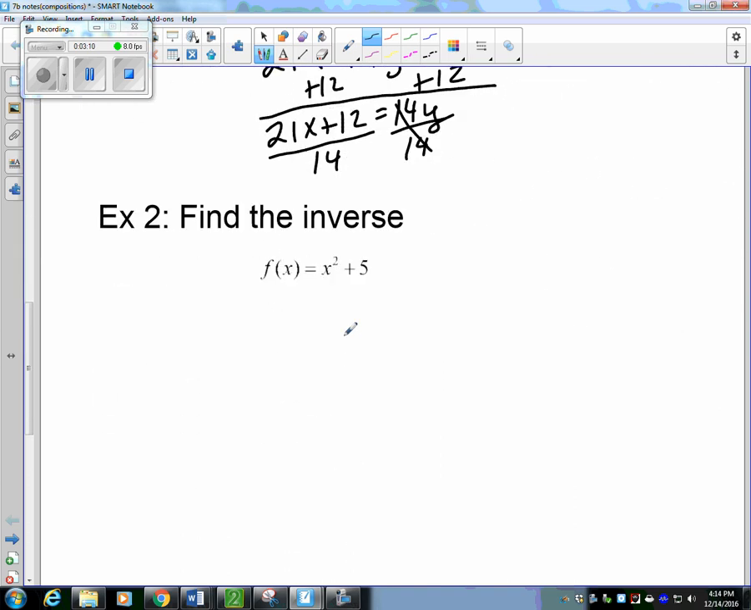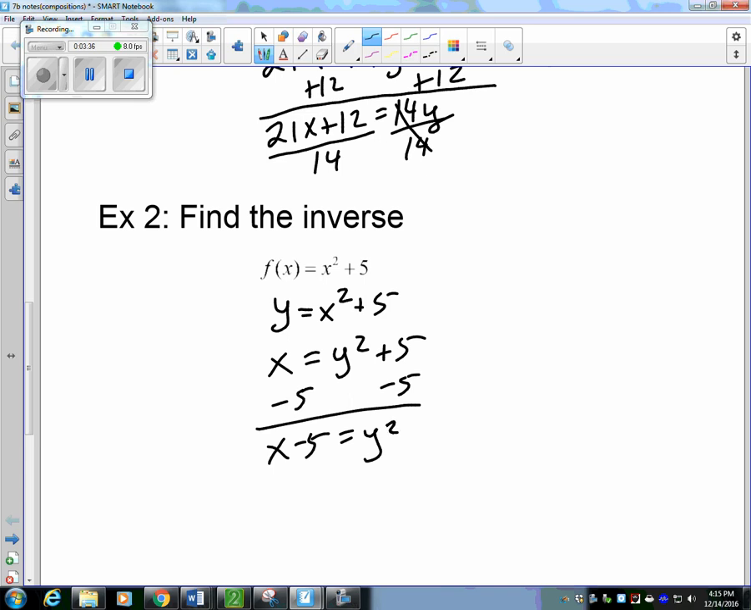Next, find the inverse of f of x equals x squared plus 5. Nothing too fancy here. So we have f of x is y. Switch your x and y. And now we've got to get the y by itself. So subtract 5. Subtract 5.